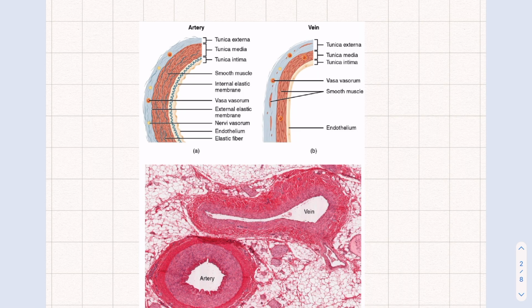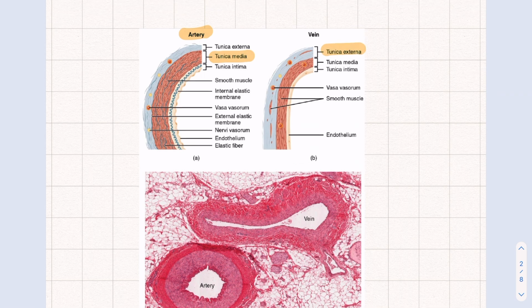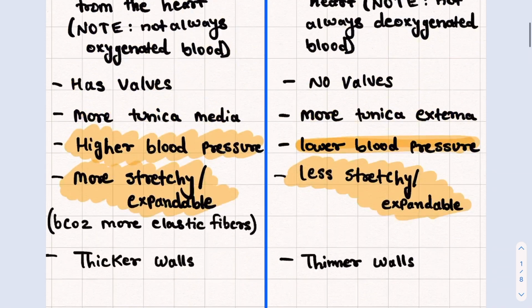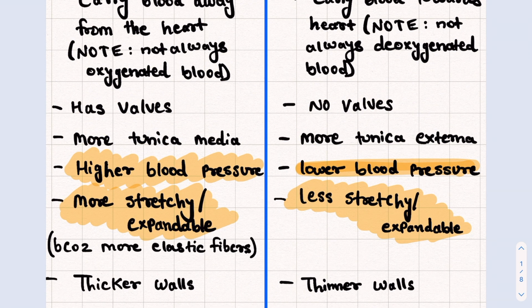The other difference you can point out in this diagram is that tunica media is larger or present more in arteries, while in veins, tunica externa is larger or thicker. So this is another difference that we actually talked about in our previous video, where we said that arteries have a thicker tunica media, while veins have a thicker tunica externa.